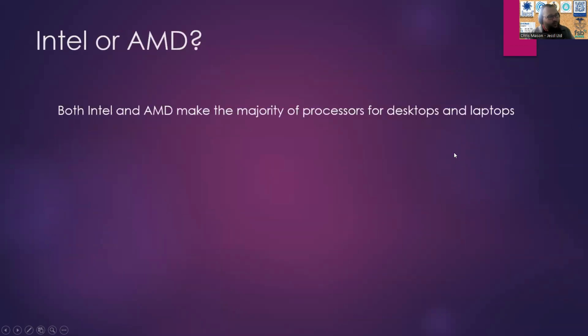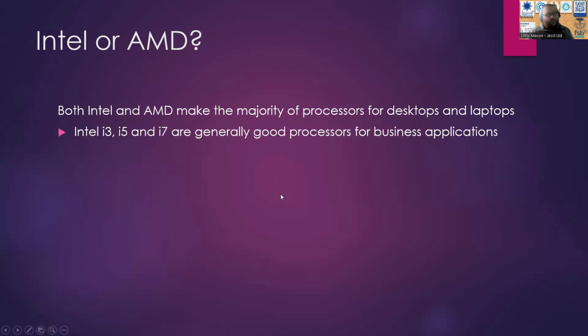So, Intel or AMD? Now we're talking CPUs. The majority of processors that are in desktop and laptop PCs are going to be made by Intel or AMD. They're the two big players in the market. When you come down to mobile devices, you tend to get other manufacturers coming in, but they're designed to do different things and run different operating systems. So it's not often you'll come across a desktop or a laptop that's got something other than an Intel or an AMD processor in it.